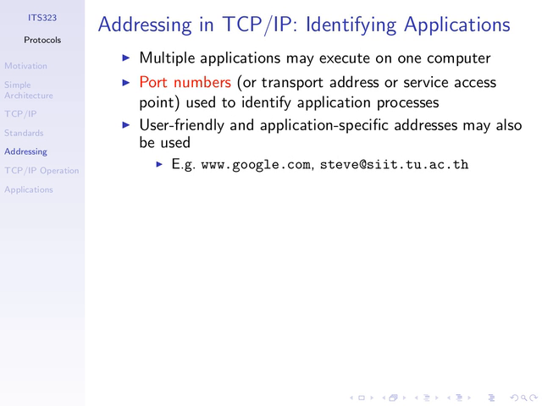But I want to make sure the data goes to the web application, not the file application. And to do that, we have an additional type of address, port numbers, or transport address. Each application is given a port number. The web application may be using port 80, and the file transfer may be port 23. Different applications use different port numbers, and we can identify the destination application by specifying the destination port number.